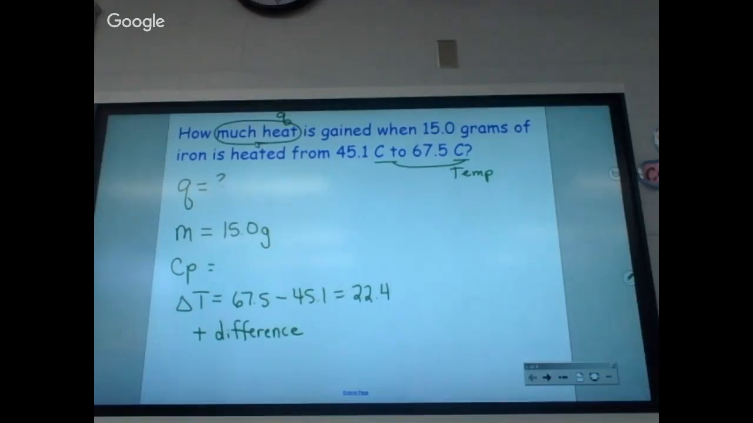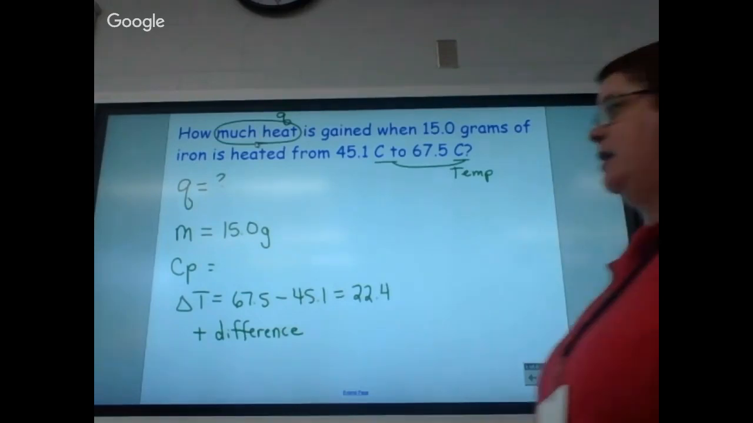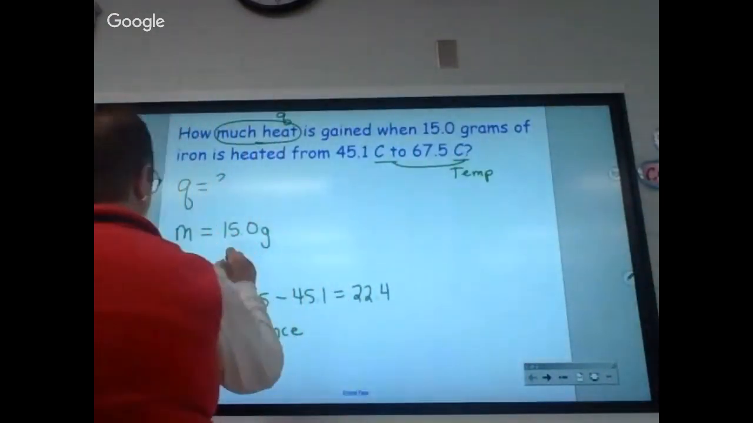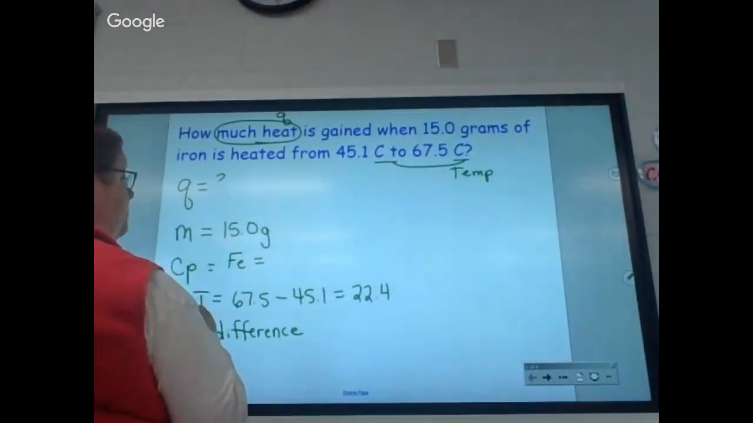Now, we have no more numbers, right? Yet we need specific heat. Look at that orange sheet. On the front page, there's a column that says specific heat. So which element is given to you in the question? Iron. So look up iron specific heat. And it's what?